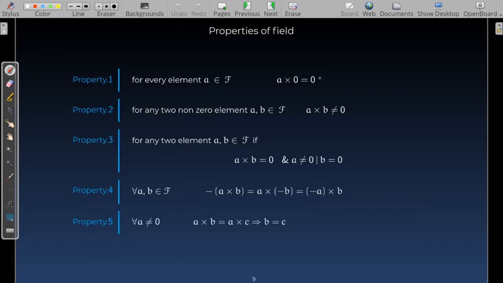Now some of the properties of the field that we have already seen: for every element a, a times 0 is equal to 0. If a and b are non-zero elements, then their multiplication cannot be equal to 0. And if you have two elements and their multiplication is equal to 0, and one of those elements is not equal to 0, it means that the second element must be equal to 0. And this generally follows from the arithmetic. And then there is the cancellation law: if a times b is equal to a times c, and a is not equal to 0, then there will be cancellation of a on both sides, and you will get b is equal to c.